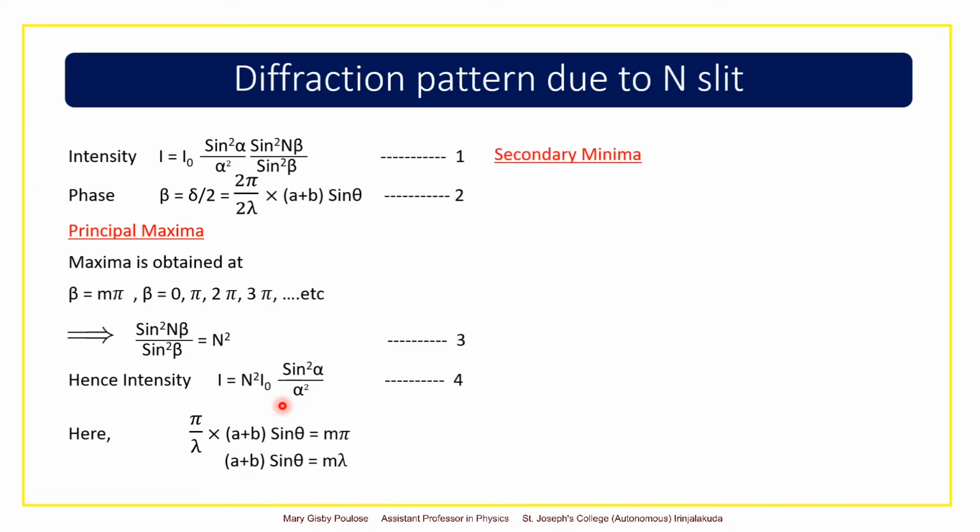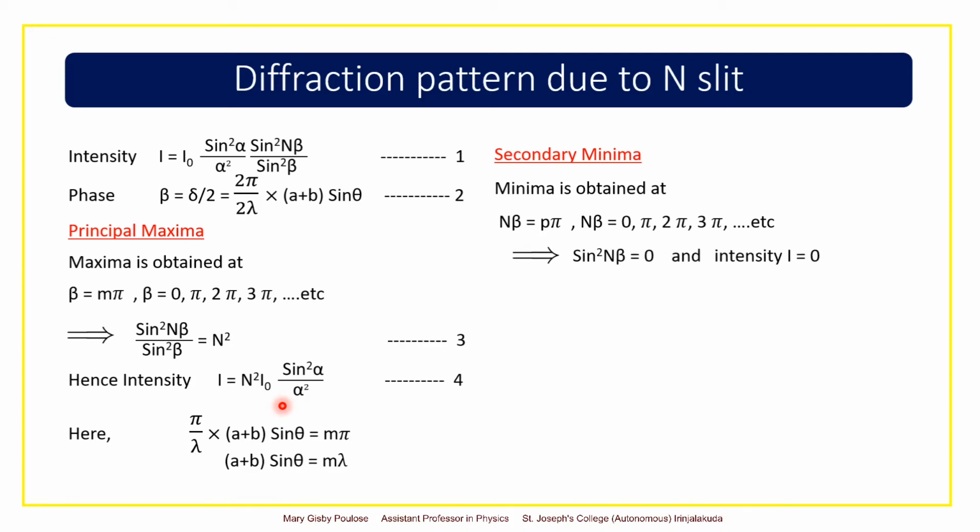Now the secondary minimas are obtained when N beta is equal to p pi. That is, N beta can have values 0, pi, 2 pi, 3 pi, etc., when p is given the integral values 0, 1, 2, 3, etc. Now in this case, the denominator sine square beta will tend to be 0. And hence the intensity I will be equal to 0. So at these points where the N beta is equal to p pi condition is satisfied, we get minimas.